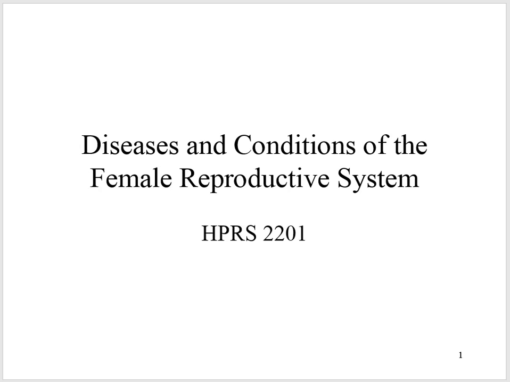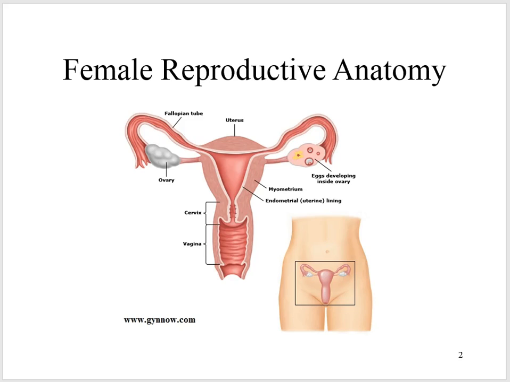Okay, now we're going to talk about diseases and conditions of the female reproductive system. The female anatomy, okay? As you can see, we have the fallopian tube, the uterus, and this portion right up here, the top, is called the fundus of the uterus.